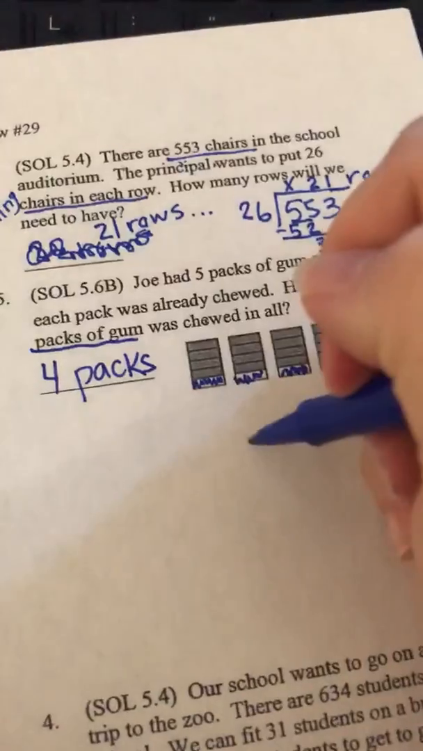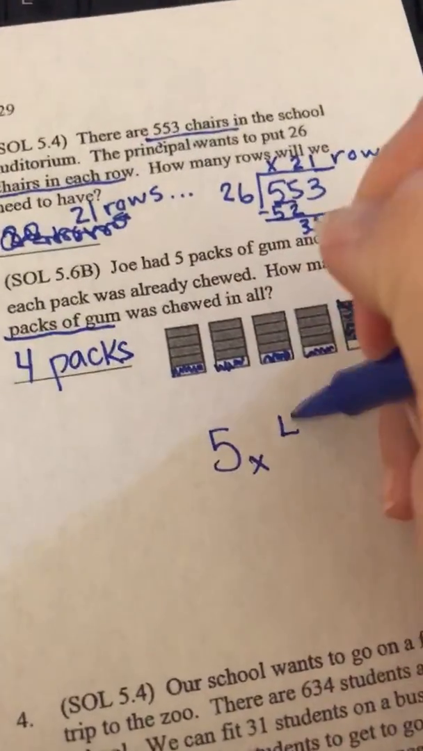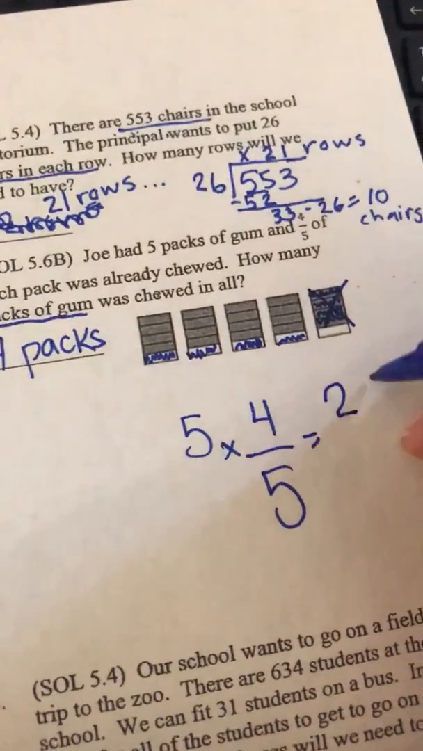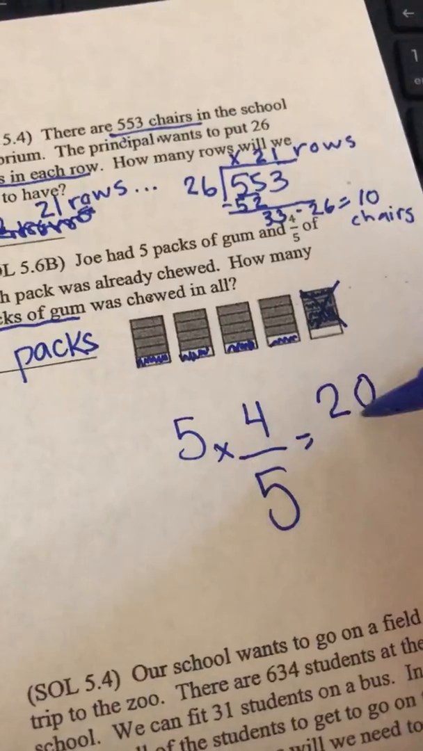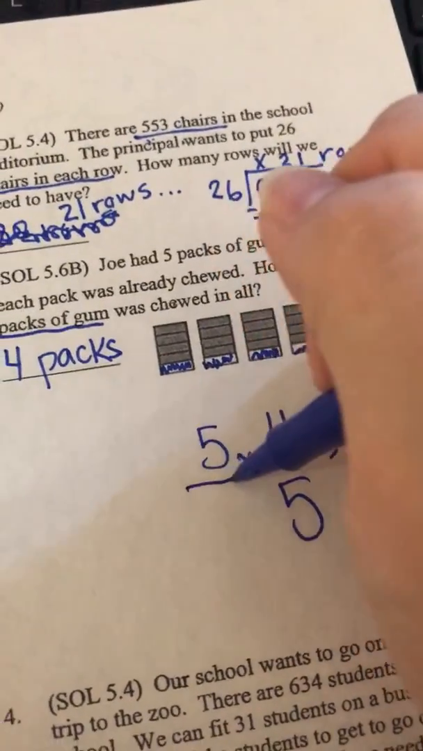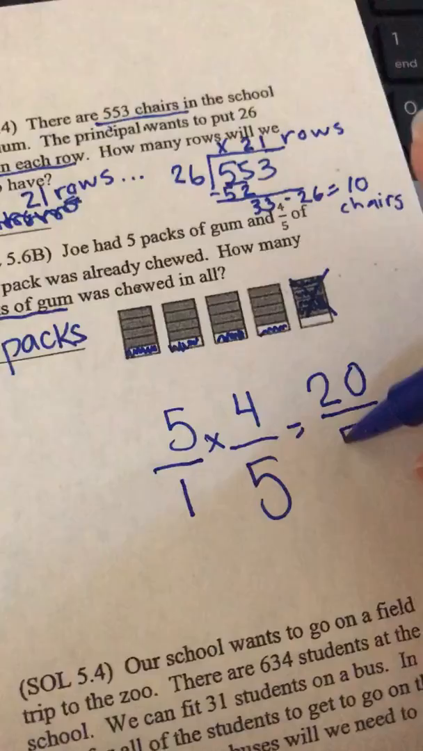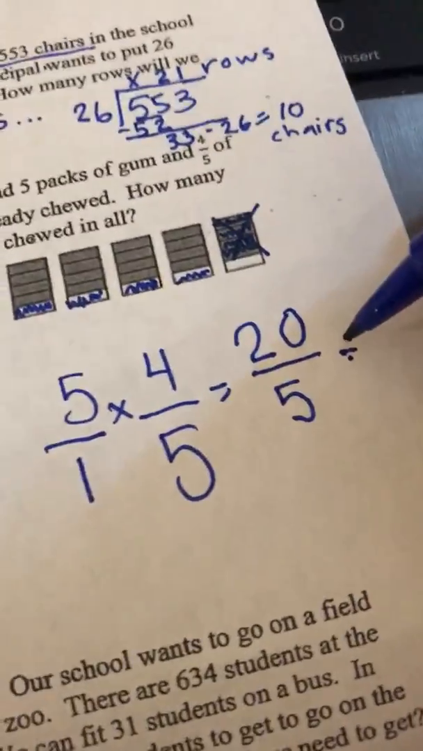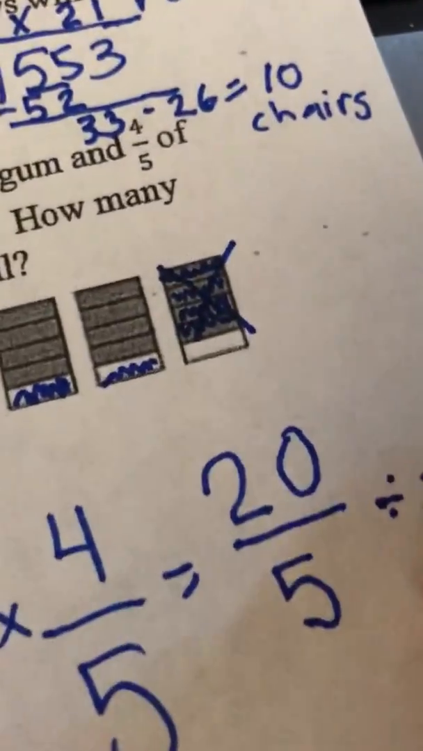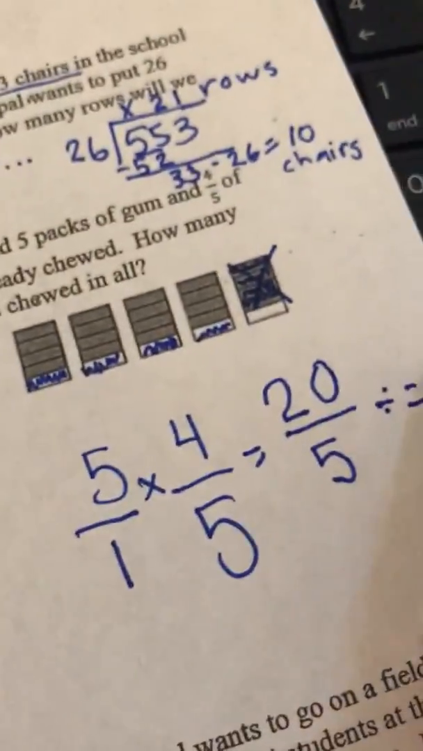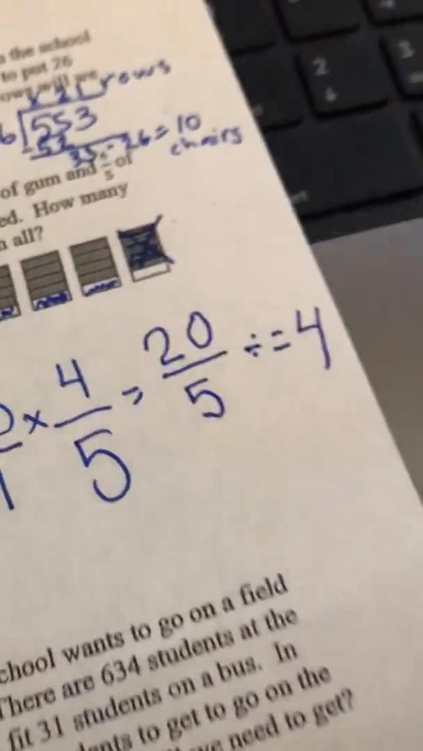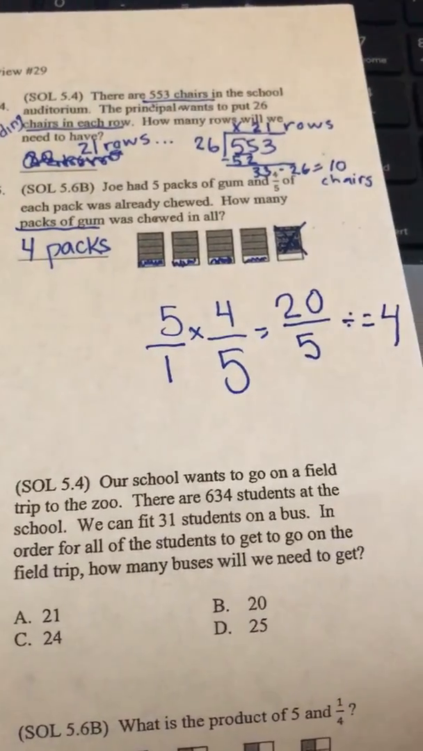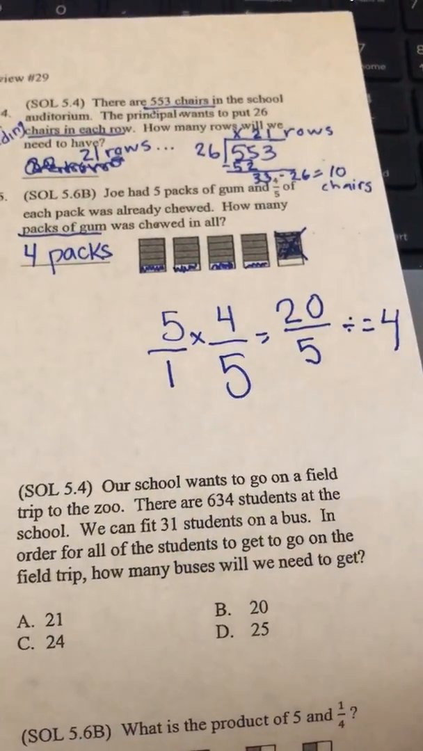Here's the math behind it. You can do 4/5 of a pack 5 times. So 5 times 4 equals 20. And then you can write 5/1, and 1 times 5 is 5. Remember, your fraction bar means division, so 20 divided by 5 equals, and we should put 4 here. Let me back up a little bit. You can see the picture, and you can see the math.